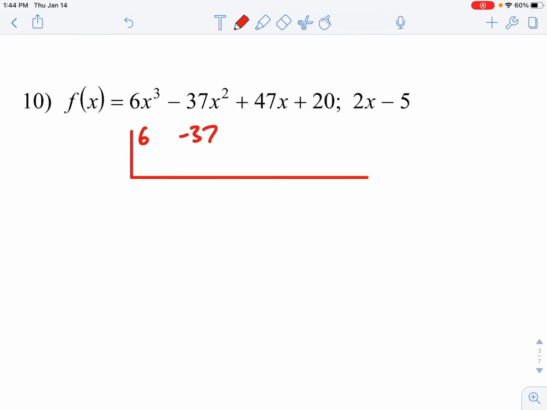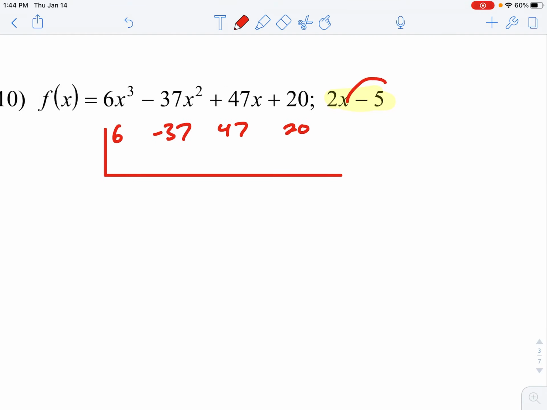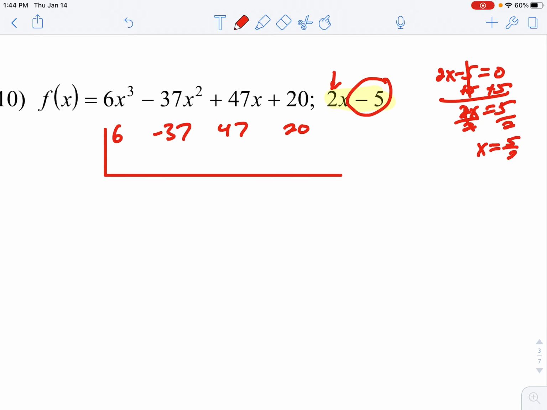6, negative 37, 47, 20, and we need to divide by that. Now, if you recall, here we don't put the opposite of this number because you have a lead coefficient there. So what you're supposed to do is set this equal to 0 and solve it. 2x equals 5, divide by 2, 5 halves. 5 halves becomes the divisor.